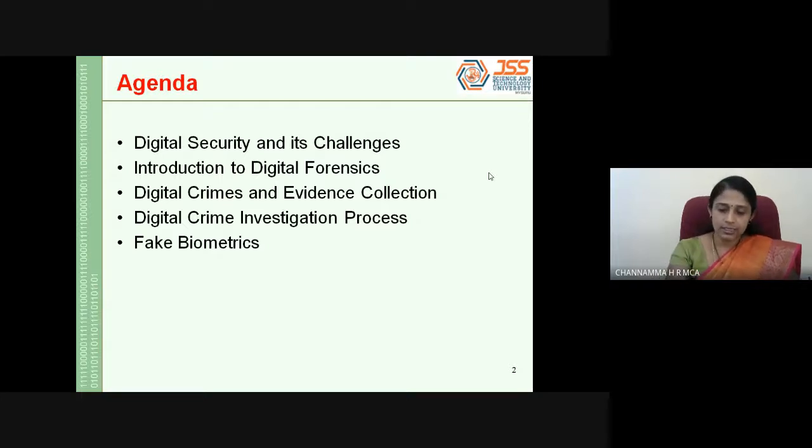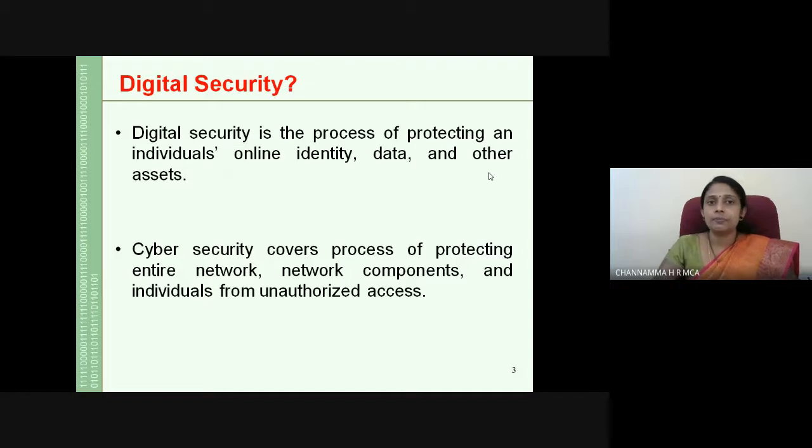So first, let us understand what digital security is. Digital security is the process of protecting an individual's online identity, data, and other assets. But we hear the word cyber security many times rather than digital security. Then what is the difference between cyber security and digital security?